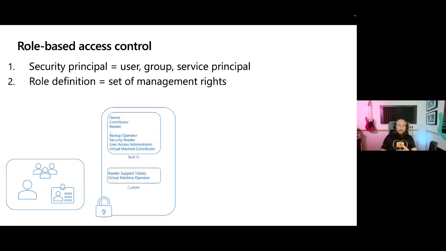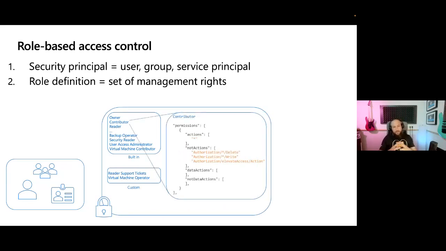The role definition is the set of management rights. In this particular view, you see what the contributor role looks like. And what you can see is that the contributor can basically do anything except authorization management, which includes deleting or writing new authorization rules or granting access rights, and also to elevate access, right? So the contributor is allowed to manage resources, but not to grant any other person or principal other access rights than they actually have. And then we have to take a look at the scope.